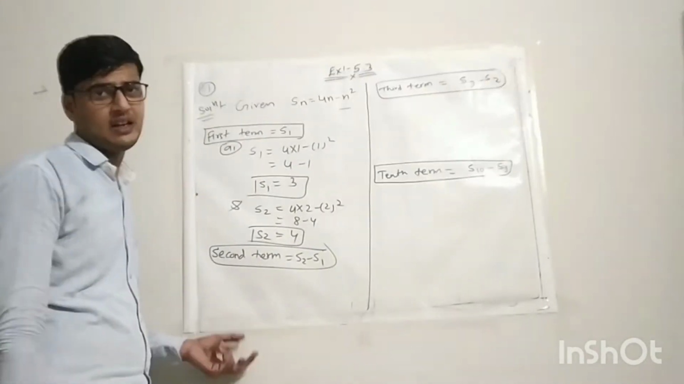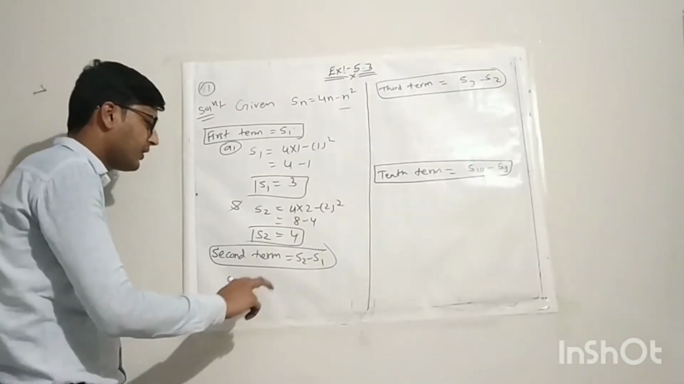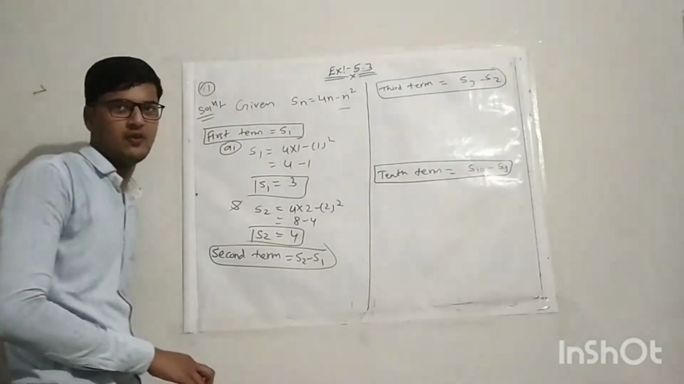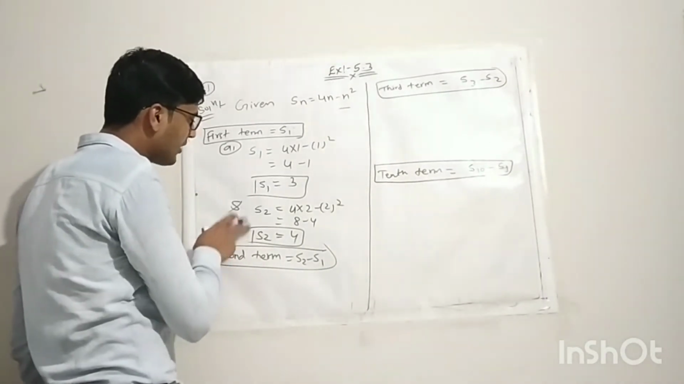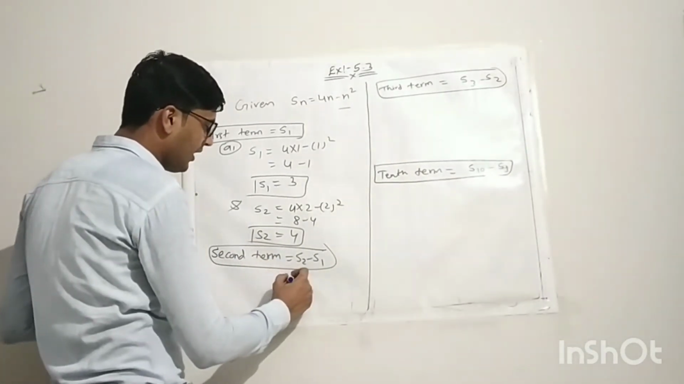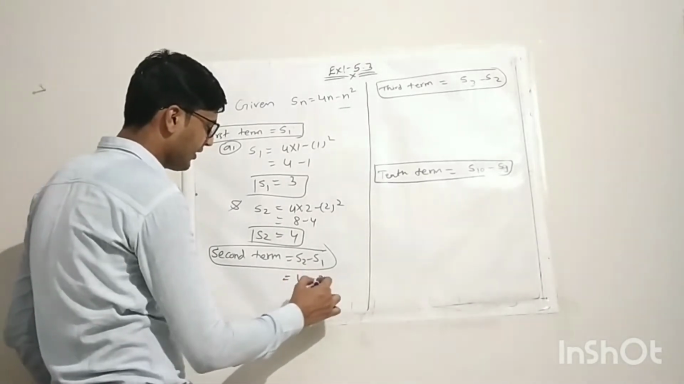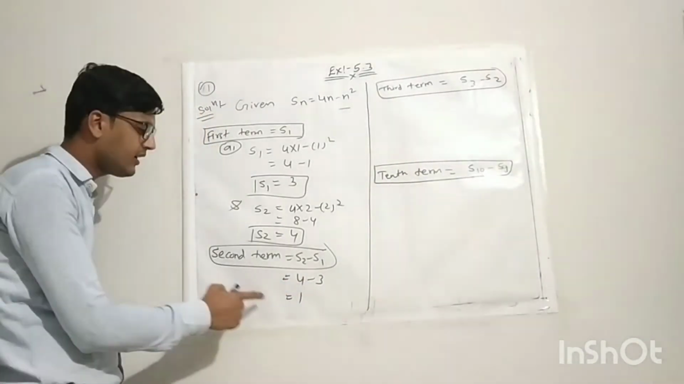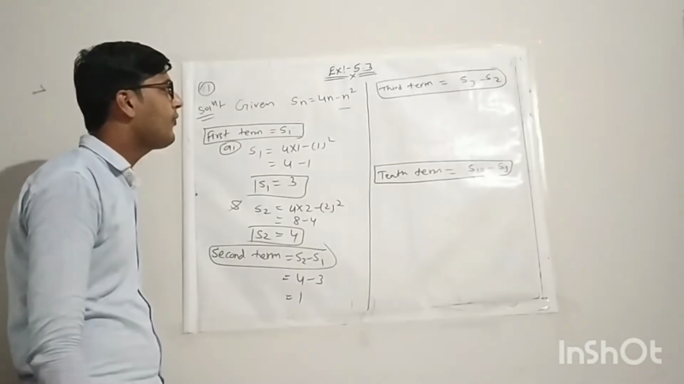So S2 is 4. Now we find the second term. How do we find the second term? The second term is S2 minus S1. So we put the values of S2 and S1 here. Simply 4 minus 3, so we get 1. It means the second term is 1. Now we find the third term.